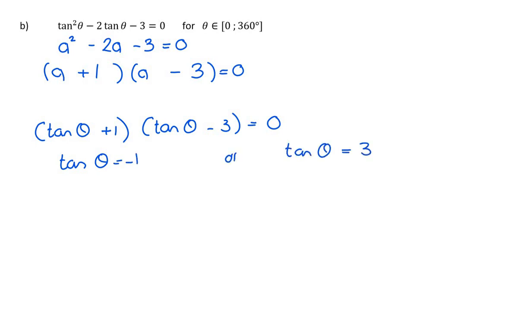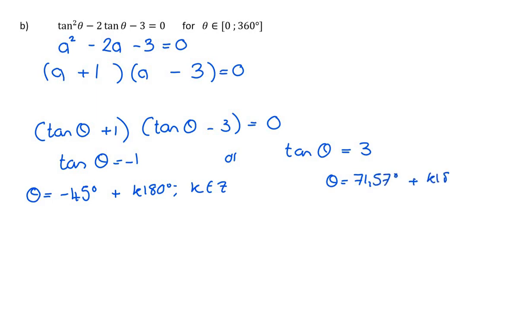And tan is such a lovely equation to work with because I just do shift tan and I don't have to worry about the second solution. So if I do shift tan of negative 1, I get negative 45 degrees plus k 180, k is an element of integers. And if I do shift tan of 3, I get theta is equal to 71,57 plus k 180, k is an element of integers. Now again, sorry, I ran out of space there.